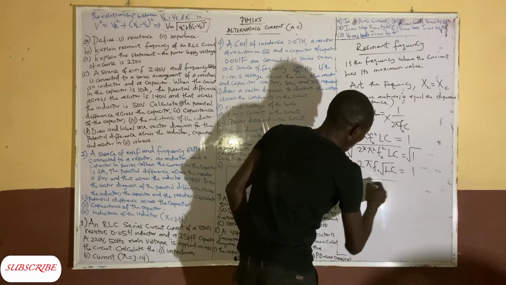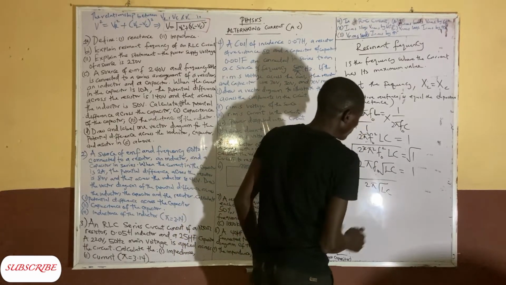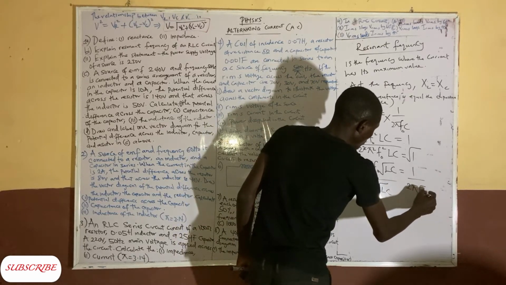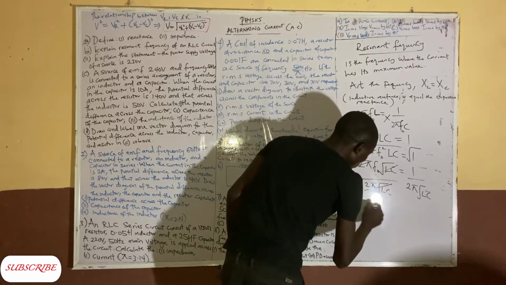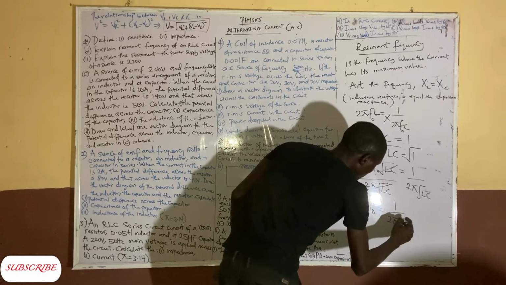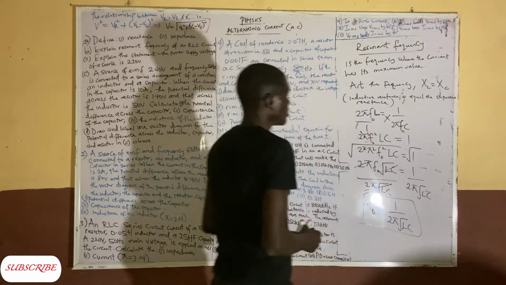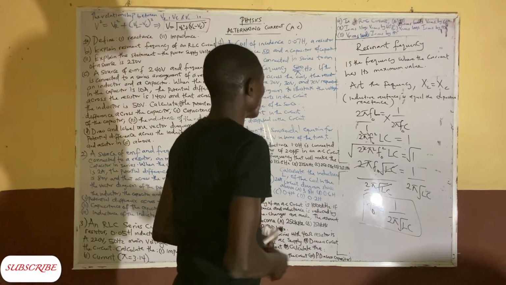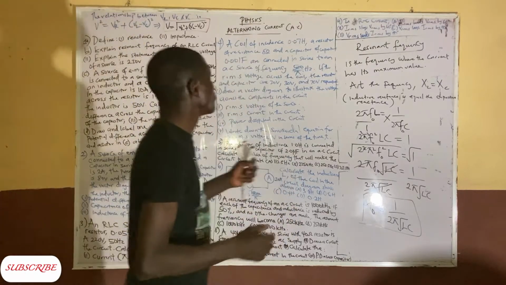So cancel this and this. F naught, which is our resonant frequency, is equal to 1 over 2π root LC. So this is the formula for calculating resonance frequency.